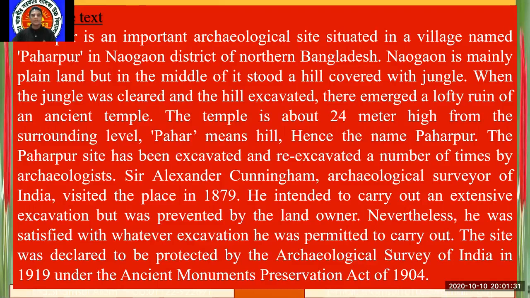The temple is about 24 meters high from the surrounding level. Pahar means hill, hence the name Paharpur. The Paharpur site has been excavated and re-excavated a number of times by archaeologists. Sir Alexander Cunningham, archaeological surveyor of India, visited the place in 1879. He intended to carry out an extensive excavation, but was prevented by the landowner. Nevertheless, he was satisfied with whatever excavation he was permitted to carry out.